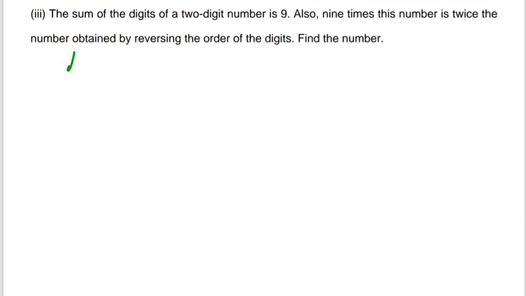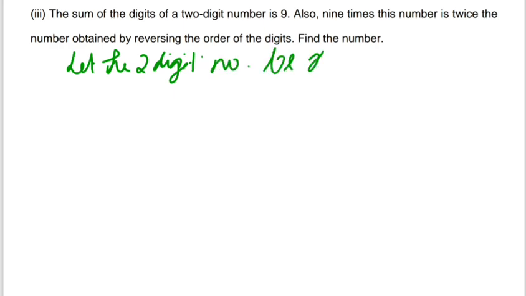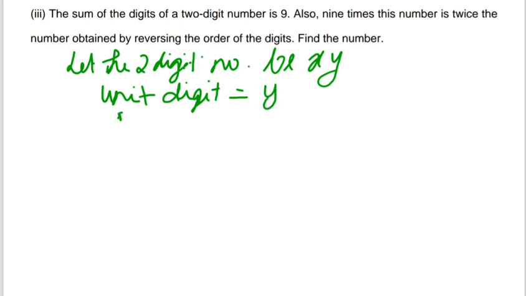Let the two-digit number be xy. So the unit digit is equal to y, and the tens digit is equal to x. So this is the unit digit, this is the tens digit.